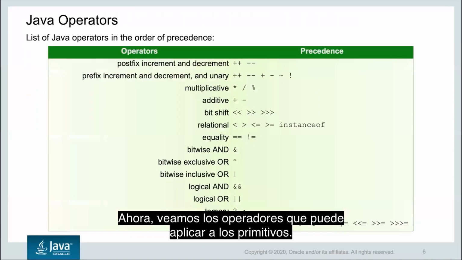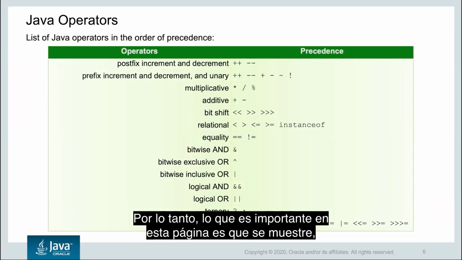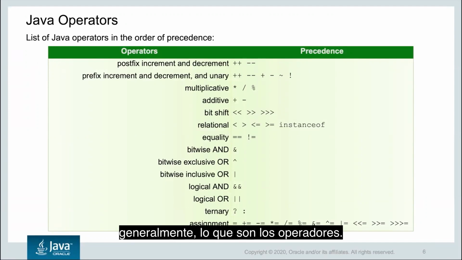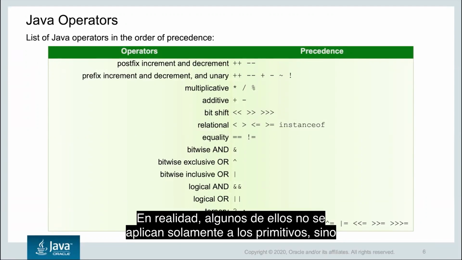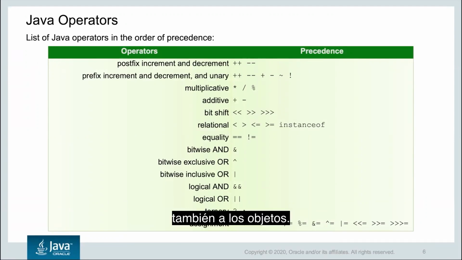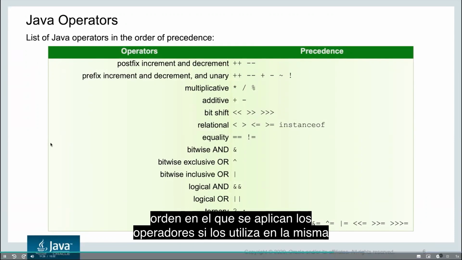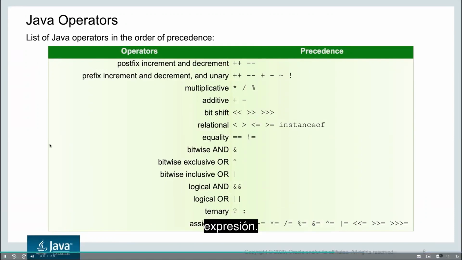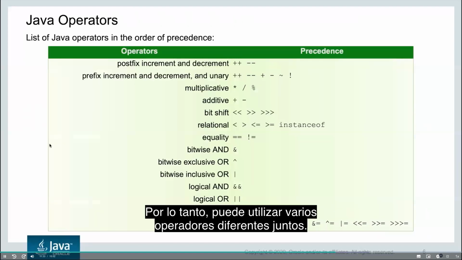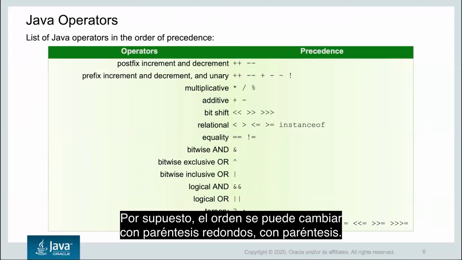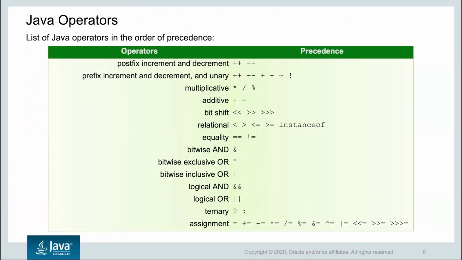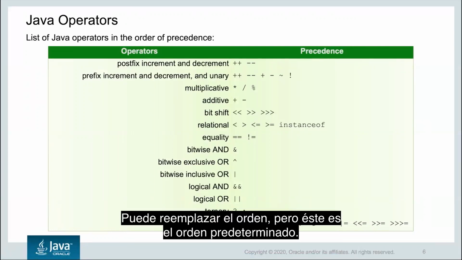Okay, now let's take a look at the operators applied to primitives. What is important about this page is that it shows us generally what the operators are. Actually, some of them apply not just to primitives, but to objects as well, but we'll talk about that later. But what's most important about this page is the precedence, the order in which operators are applied in the same expression. Obviously you can use multiple different operators together. Of course, the order can change with round brackets, with parentheses, but that's the default.